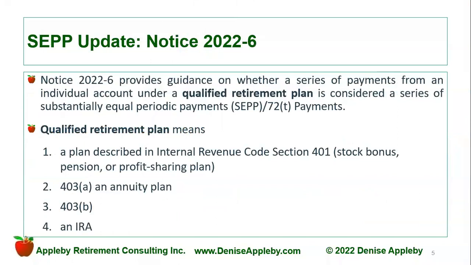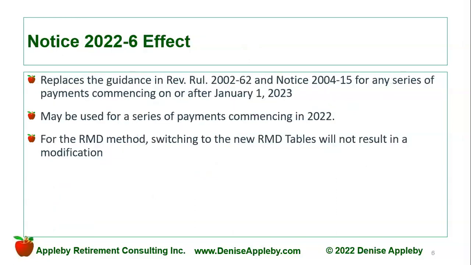Let's first talk about which type of accounts 72T programs can be run from. Pretty much any type of tax-deferred retirement account: IRAs, 401(k)s, 403(b)s, and non-qualified annuities as well. But for this session, we're not going to be talking about non-qualified annuities. We're just going to be sticking to IRAs and employer-sponsored retirement plans.